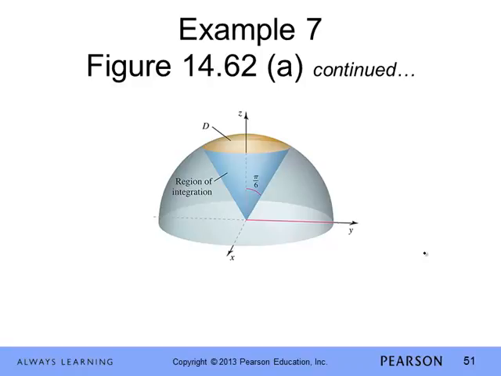Now, we need to find the volume of the solid region D that lies inside the cone phi equals pi over 6 and rho equals 4. So rho equals 4 is going to be the radius of this dome. So the distance from the origin to any point on the yellow surface is 4.